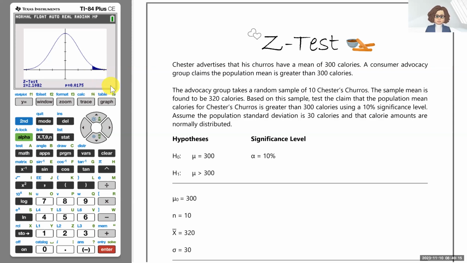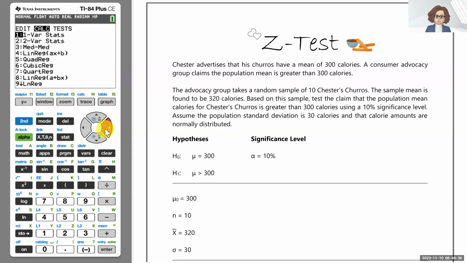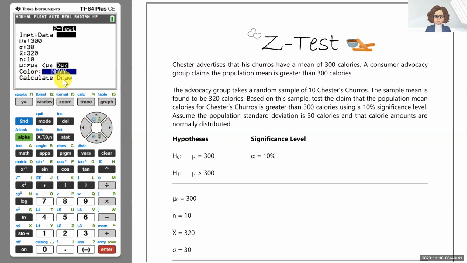If you do get an error message, I would suggest going back and making sure that you did turn off those stat plots I talked about by hitting your Y equal button. And if you continue to get error messages, you can obviously reach out for help, or just know that you can always choose the calculate option. It's only on that draw option that you might have trouble. But I'm going to go back to draw.